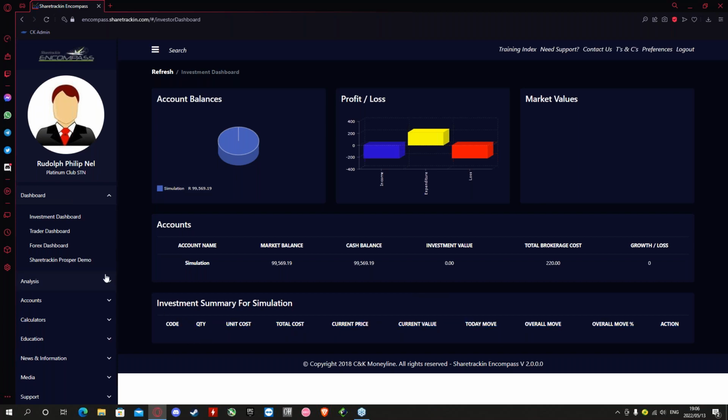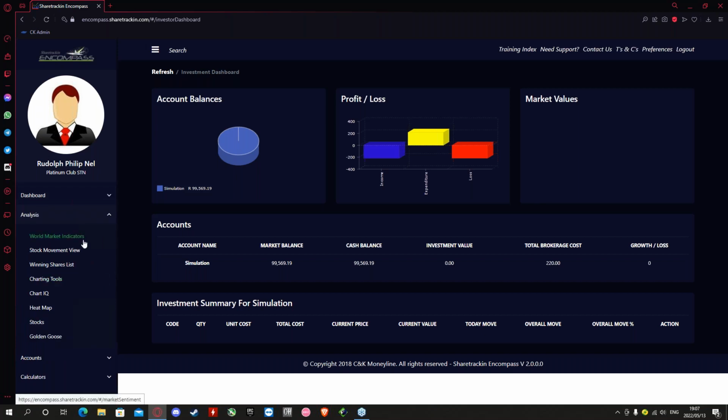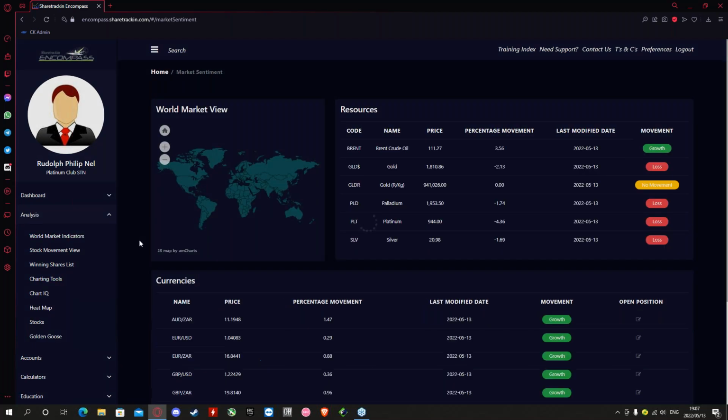Now, underneath your analysis, first of all, you've got your world market indicators. Now, world market indicators show you what's going on in the world currently, what's going on out there regarding your resources and your currencies and also your market indicators. Now, resources are your commodities, things like your Brent crude oil, your gold, palladium, platinum, your silver. So that will show you if those commodities went up or down for the day.